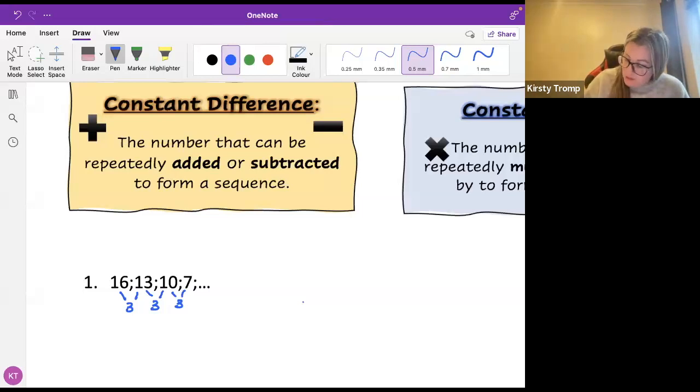All right, good. I'm subtracting 3. So if I'm looking for the next answer, I'm going to say 7 minus 3 gives me 4.